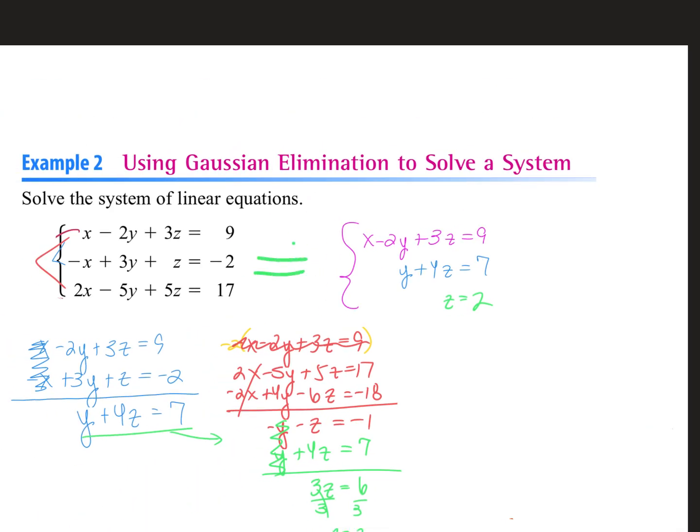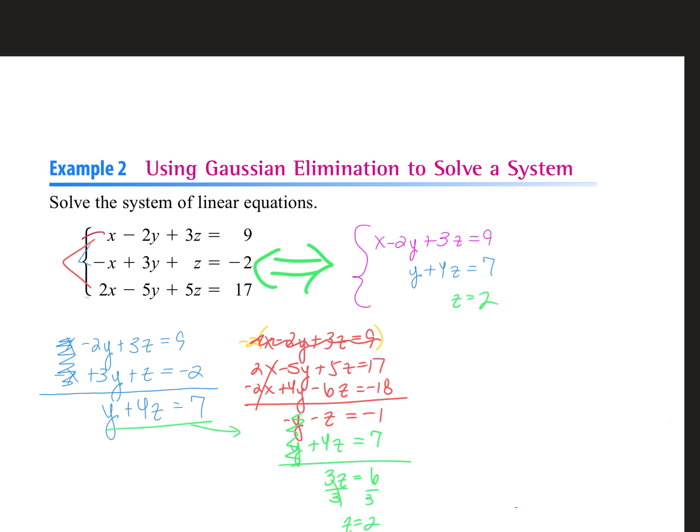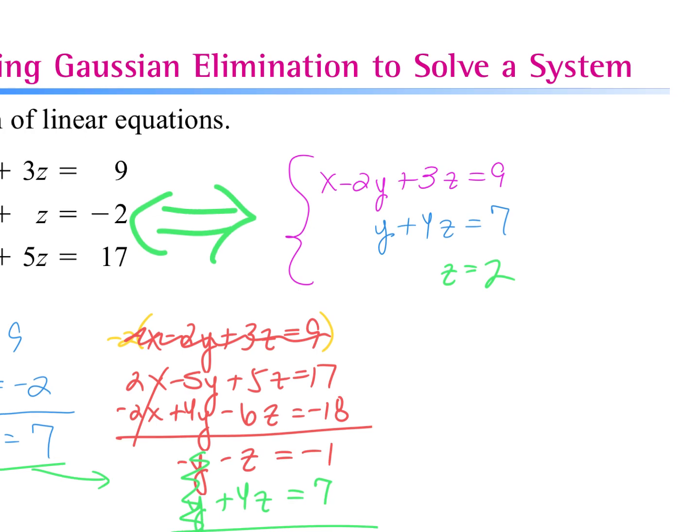These two sets of equations have the exact same value, they're the same things. You've just converted them from one form to another. Now, in order to solve, to make sure that we did this right, and get our ordered triple, we're going to use back substitution. So I'm going to take z and plug it into the blue. So y plus 4 times 2 equals 7. y plus 8 equals 7. Subtract 8 from both sides. And y equals negative 1.